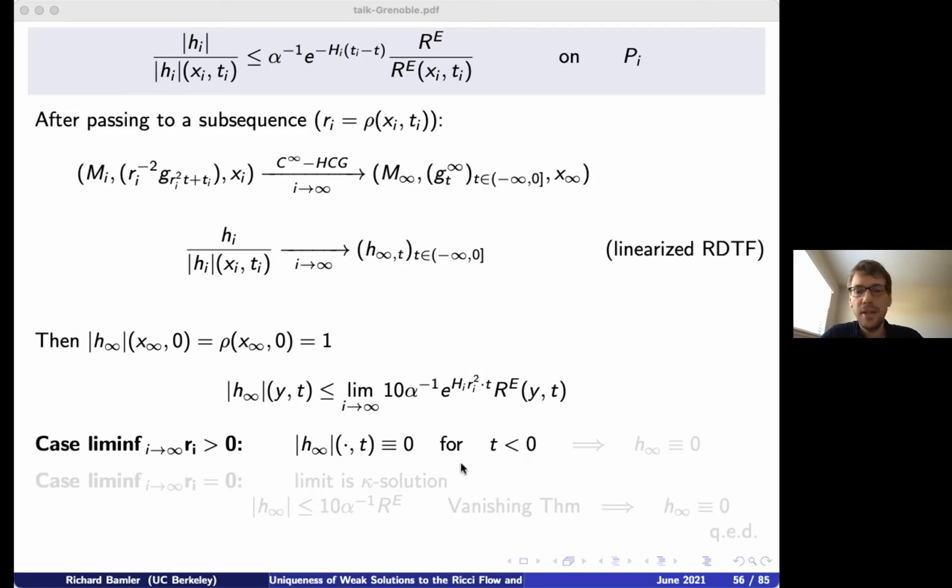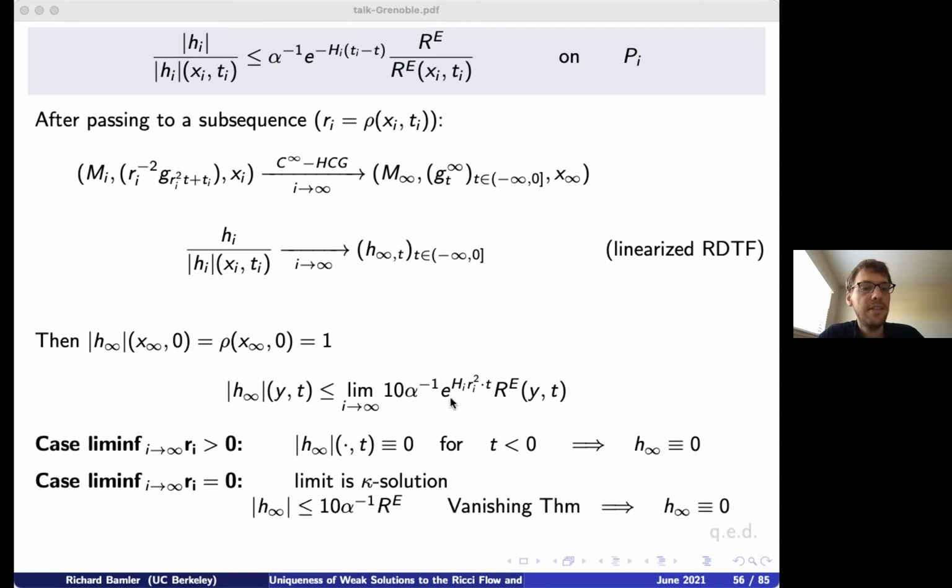But then just by continuity, h infinity has to be equal to 0 everywhere, contradicting this choice. The other case, maybe the more interesting case, is where the lim inf of r_i is equal to 0. So in this case, at some point, we're going below the canonical neighborhood scale. And this will imply that the limit is a kappa solution. Okay. So now the limit is a kappa solution. Let's just discard this term. And what we'll get in the limit is that h is bounded from above by the scalar curvature to some power. And so now we can just apply the vanishing theorem, and we get that h infinity has to vanish everywhere, which again contradicts this fact. Okay. And so this finishes the proof.